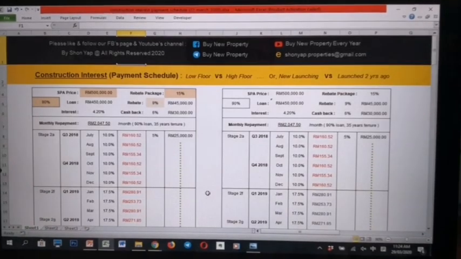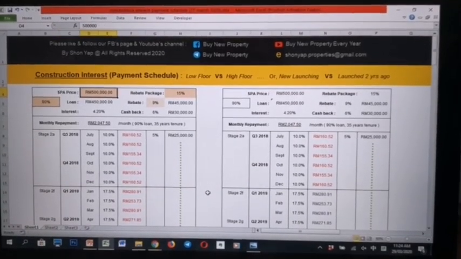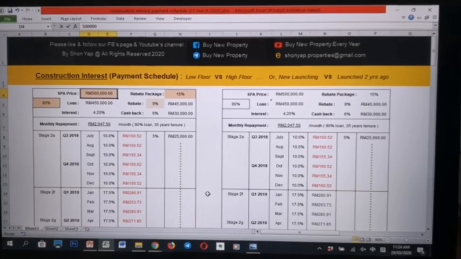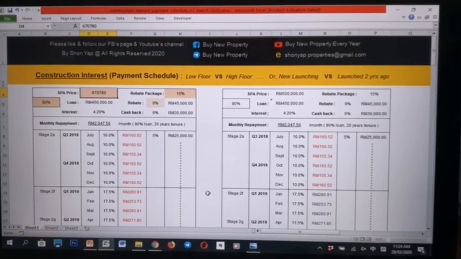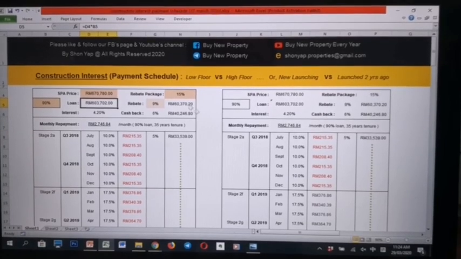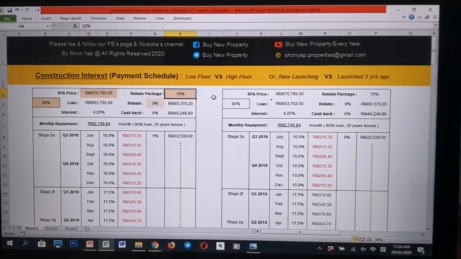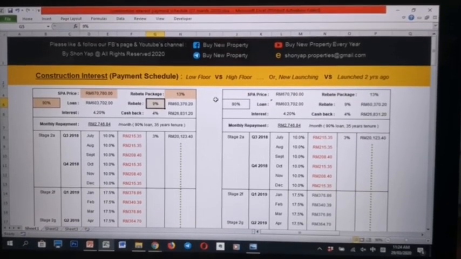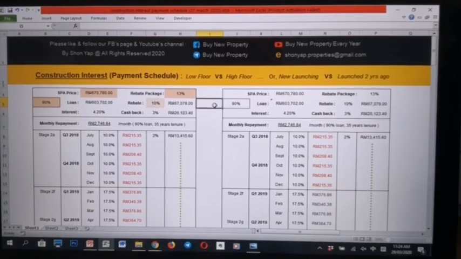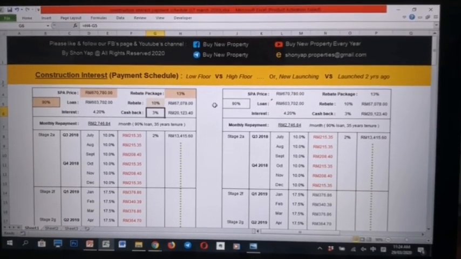So maybe you can do some unit price examples for this amount, and this will assume that the package now is 13% rebate, 0 down payment, and you can get back 3% down payment, so 3% cashback.